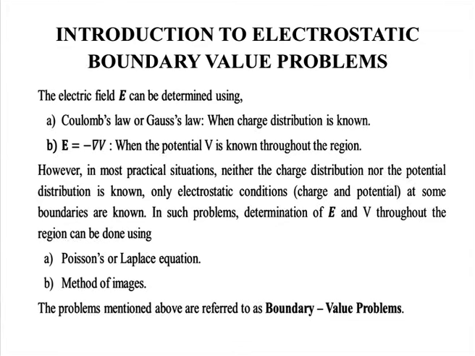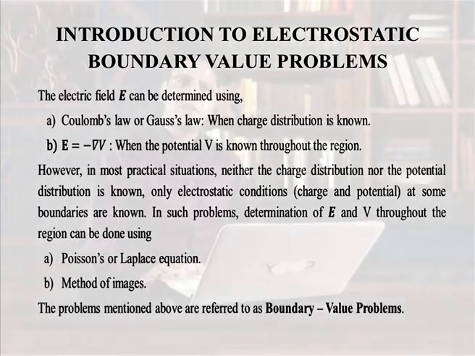But it often happens that neither the charge distribution nor the value of V is provided. In such problems, determination of E and V throughout the region can be done by two methods. First is by using the Laplace and Poisson's equations, and second is the method of images. The problems mentioned above are referred to as boundary value problems. Here we shall be discussing the second method, which is the method of images.